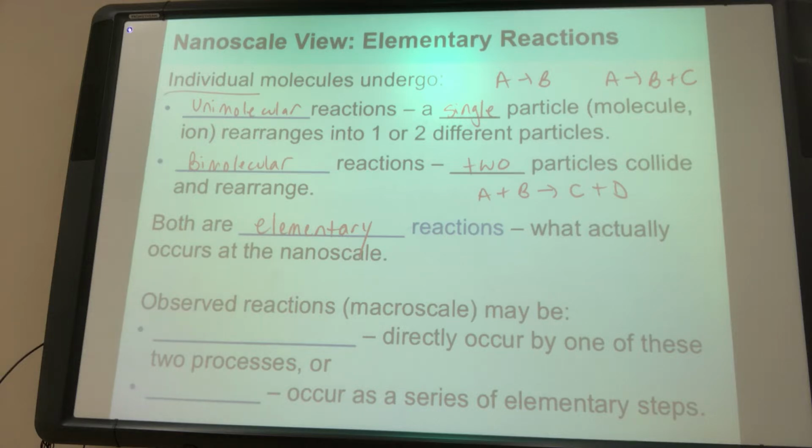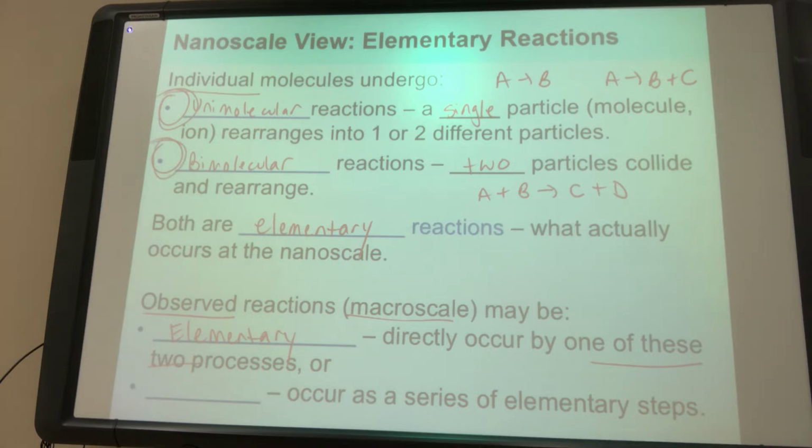What actually occurs at the nanoscale. But what we might see is different. What we observe at the macro scale might be different. So we could see one of two things. We could see exactly one of these processes occurring. It's just straight up a unimolecular reaction or straight up a bimolecular reaction. So we could just directly see this elementary reaction. It directly occurs by one of these two processes, unimolecular or bimolecular. So it occurs just one of those two ways.